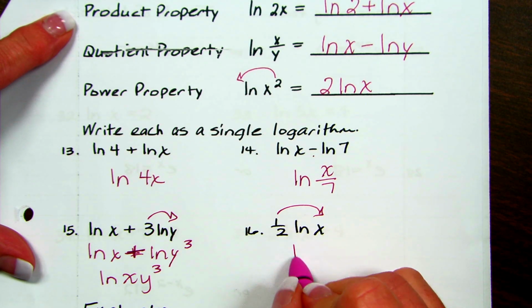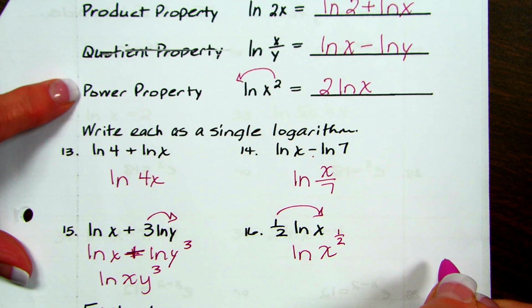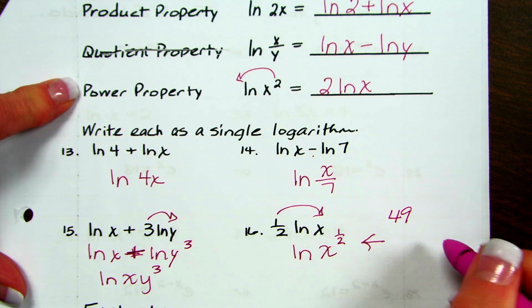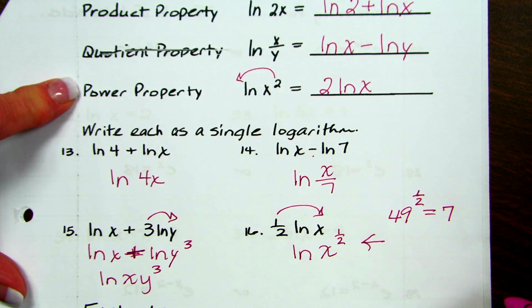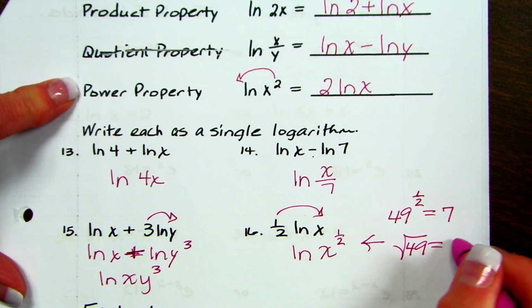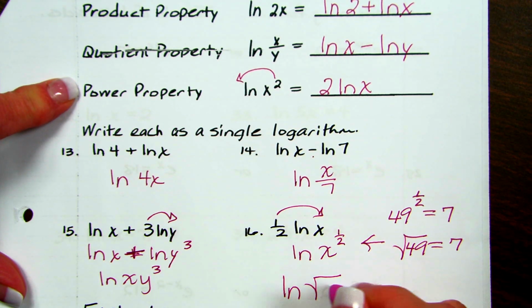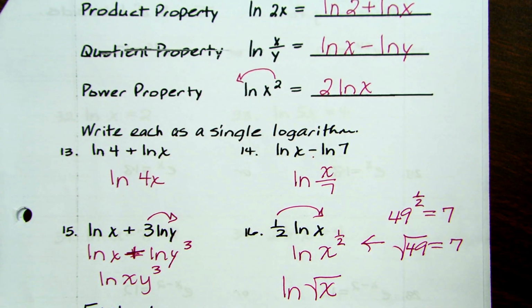So that's going to become the natural log of x to the 1/2 power. That's your power property. And then do you remember what that 1/2 power does? If you had typed in 49 to the 1/2 on your calculator, the last time I did this in a lesson, if you watched them, I know you know what I'm talking about. You would get 7. Well, that means the same thing as taking the square root of 49, which is also 7. So this is probably going to be written as natural log of the square root of x.